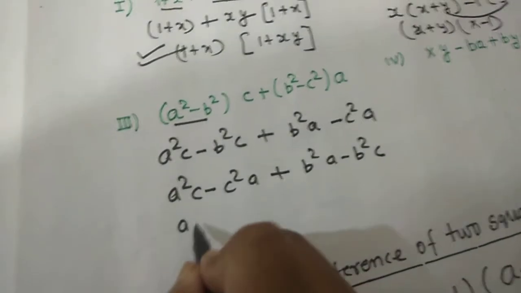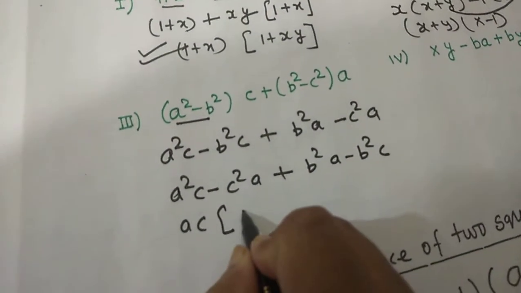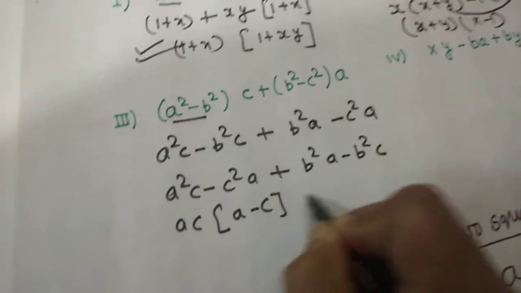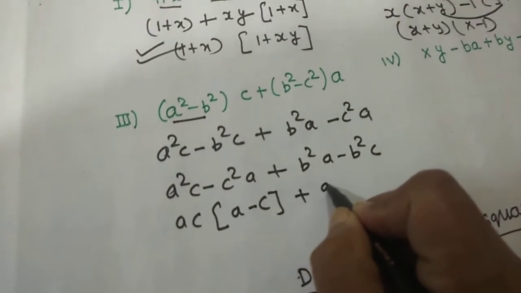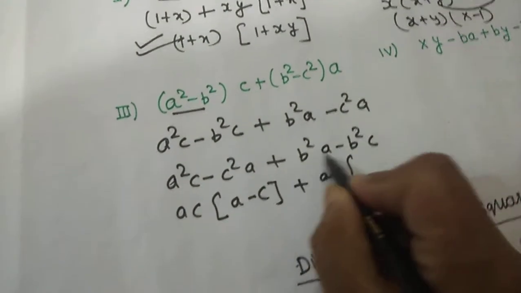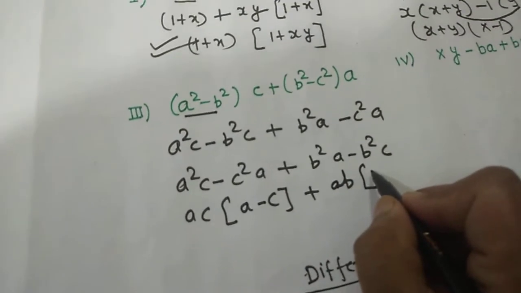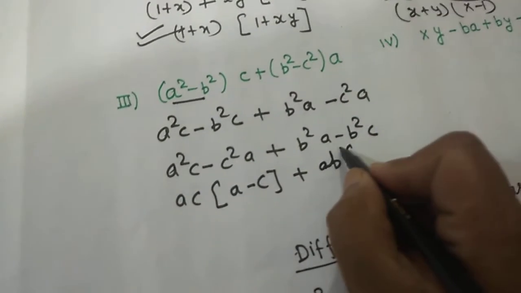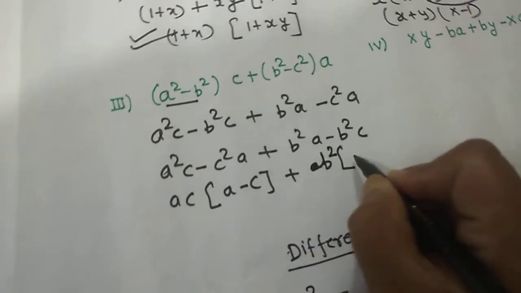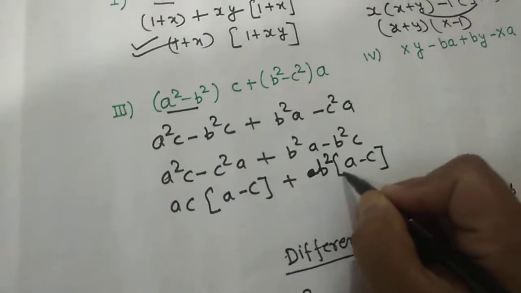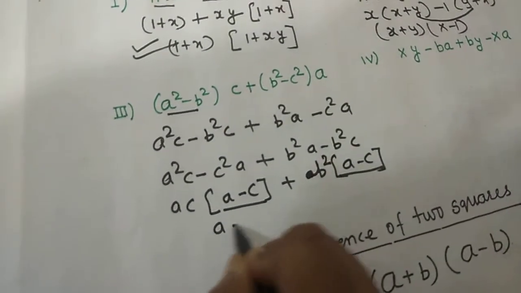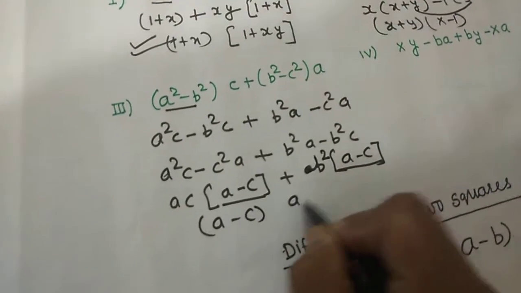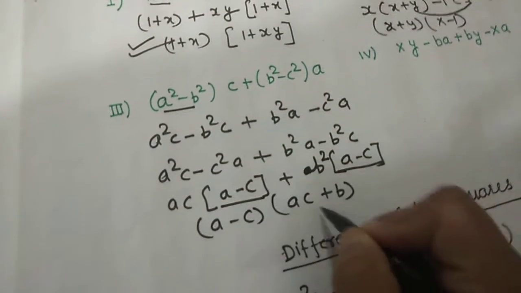Take ac common, then c a minus c, plus b square common. So b square is common, not ab common. So a minus c. So now a minus c and a minus c both are common. Taking out a minus c, we get ac plus b. Like this.